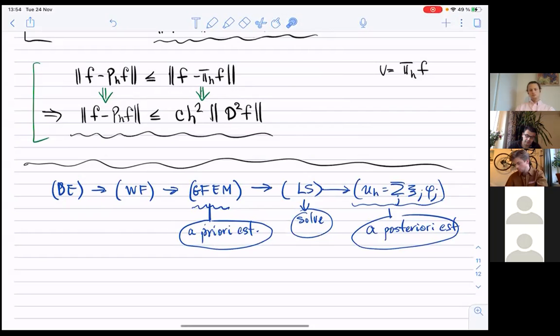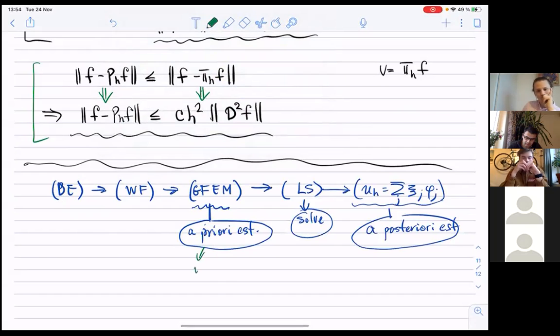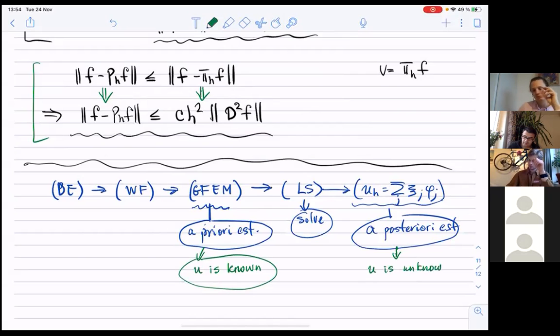You have an indication of the error, provided that you have the solution. So here you asked a valid question. Here U is known, but you don't know UH because you didn't solve for UH yet. So, provided that you want to say something about UH, how good is this UH, without solving, before solving. But in this part, you don't know U, so U is unknown. But UH is known.